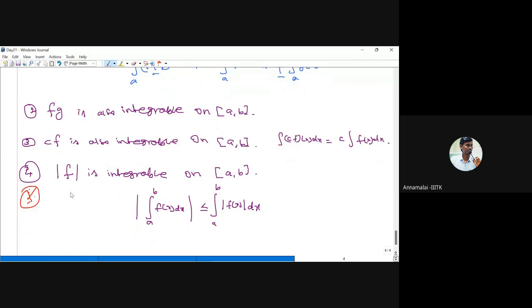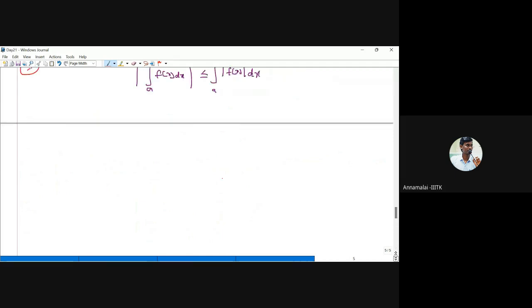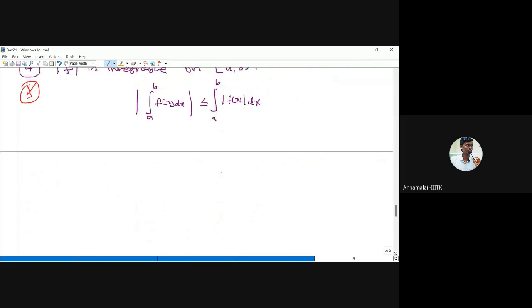And another one: what about the quotient? The quotient of two Riemann integrable functions is integrable, provided the denominator function is bounded away from zero, that is, greater than or equal to something positive. So what about the next thing?